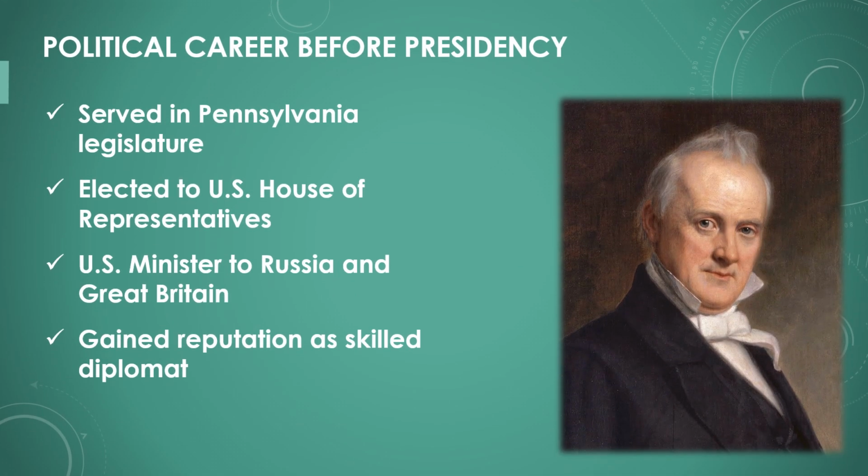Before becoming president, Buchanan had a long and varied political career. He served in the Pennsylvania legislature and was elected to the U.S. House of Representatives. Buchanan was also appointed as the U.S. Minister to Russia and later to Great Britain. He gained a reputation as a skilled diplomat and a member of the Democratic Party. His extensive political experience helped him secure the presidency in 1856.